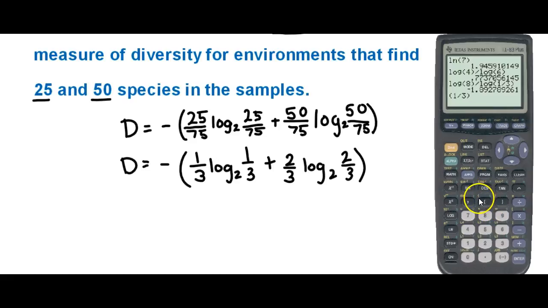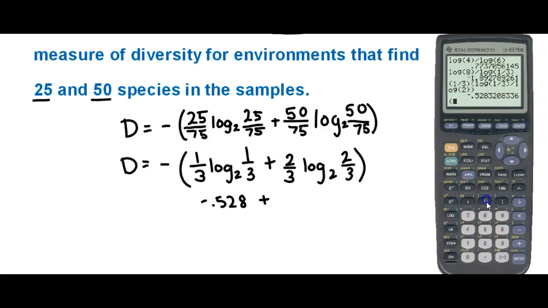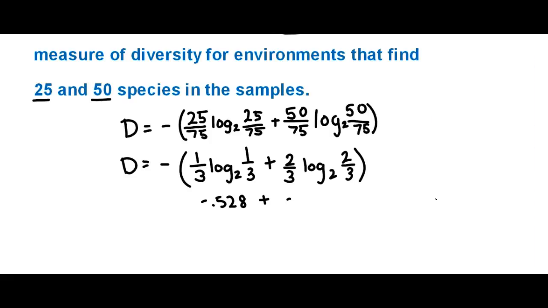1/3 times log base 2 of 1/3. I'm simply going to take log of 1/3 over log of 2. And for that expression, I get negative 0.528. And then I'm adding it to the second expression here. So 2/3 times log of 2/3 divided by log of 2. And we get about negative 0.39.